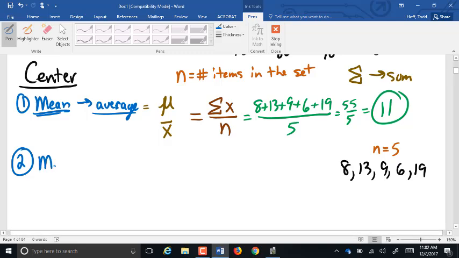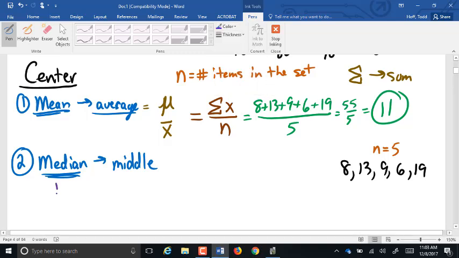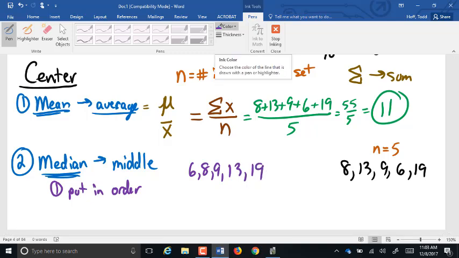The second measure of center is something called the median. If you think about a highway, the median is where on the highway? In the middle. The median is the middle number. To do the median, we have to do a couple things. First thing is we have to put them in order. So for this set, that would be 6, 8, 9, 13, 19.